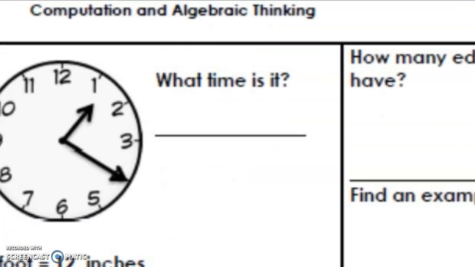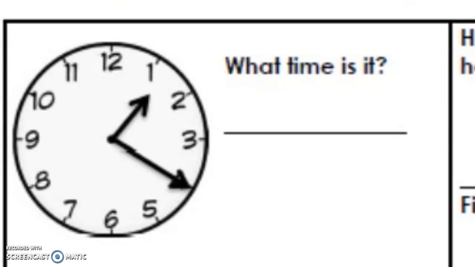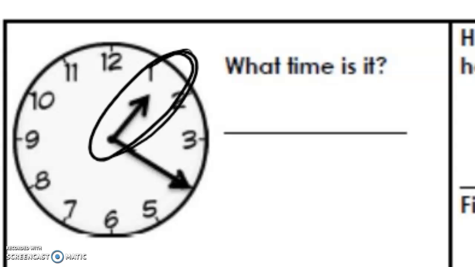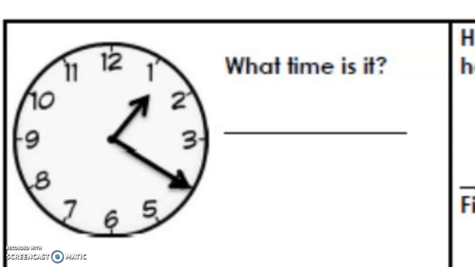Okay. Now we're going to look here. What time is it? So we always want to look at our hour hand first. So our hour hand is, sorry guys, in between the 1 and the 2. So in order for it to be that hour, it has to pass the number, right? So has it passed the 2 yet? No. Has it passed the 1? Yes. So it is 1.